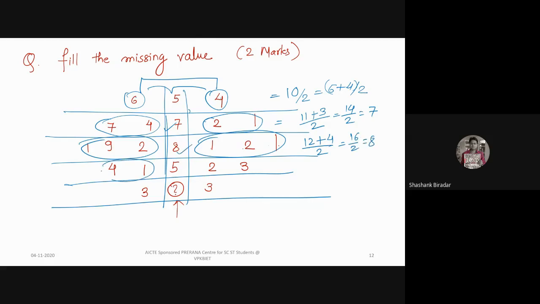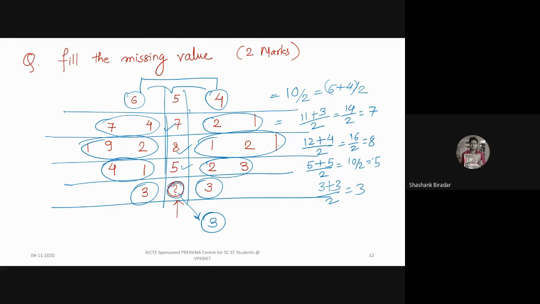Again the same, 4 + 1, 5, plus this 2 + 3, 5, / 2, it is 10/2, that is 5 present over here. Now we apply the same thing for this one. So here we are having 3 + 3 / 2 is 3. So the answer for this is 3.